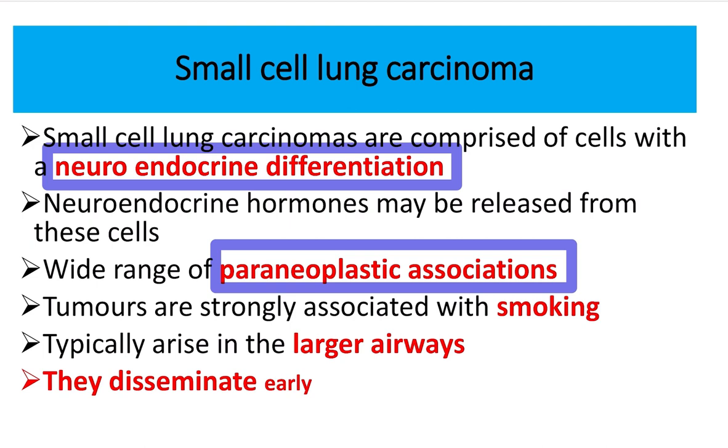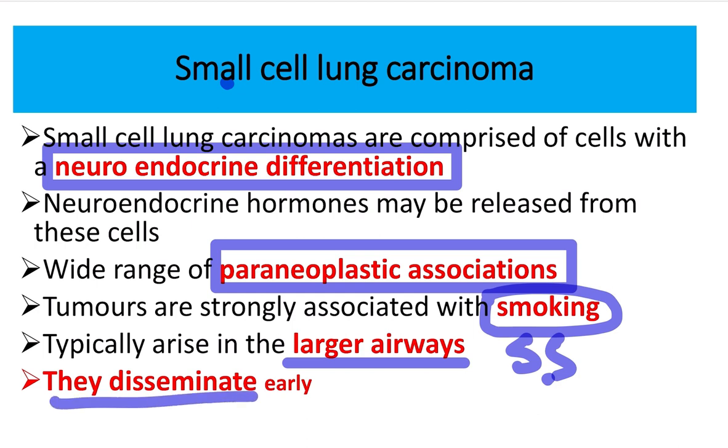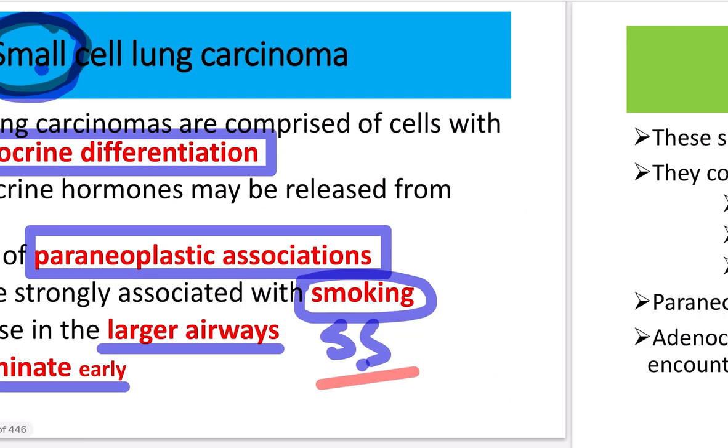Tumors are strongly associated with smoking. Small S for S. That means small cell carcinoma, smoking. Typically arises from the large airways and they disseminate early. So a small cell carcinoma is looking like small, but it is not small. It is really a disaster for the patient, because the small cell cancer disseminates very early, and when diagnosed, it is in the metastatic phase, and it occurs in the large airways, and it is associated with smoking. That means S for S.